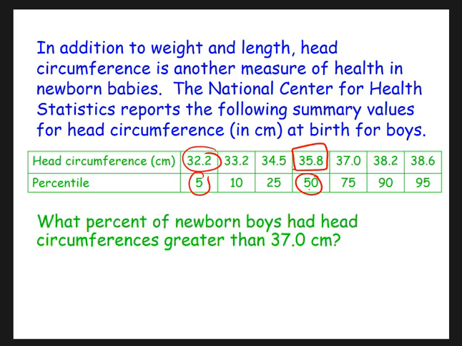So what percent of the newborns should have a head circumference less than 37? Here's 37. 75% of babies will have a head circumference less than 37. This is asking greater than 37, so that means only 25% would be greater.